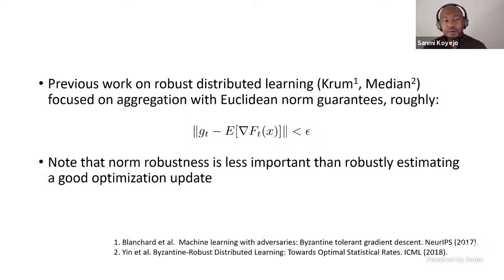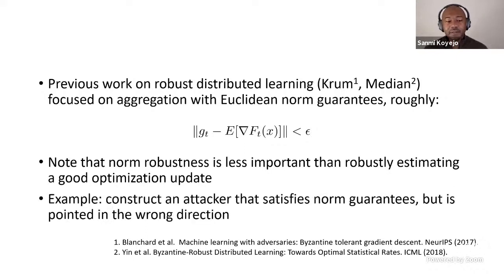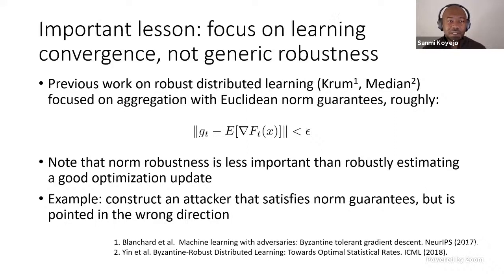However, you can show that this is not enough, and I'll highlight this a bit more in the next slide. You can show that I can come up with a sequence of updates that are close in terms of Euclidean error, but point in the wrong direction. And with this, I can actually lead a training process to failure. So in particular, I construct an attacker that satisfies the norm guarantees after robust aggregation, but is pointed in the wrong direction.